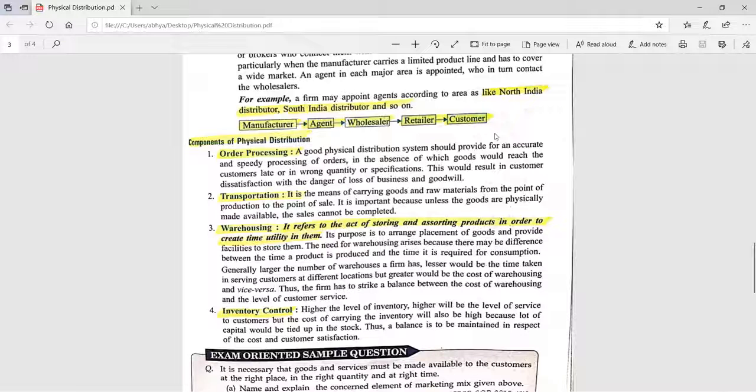Because I told you, suppose the manufacturer of tea is in Assam, but tea is made available in different parts of the country. So how is it made available in different parts of the country? Only with the help of transportation. In transportation, you have to decide which mode of transportation you are going to use.